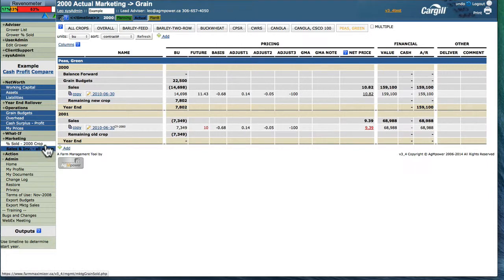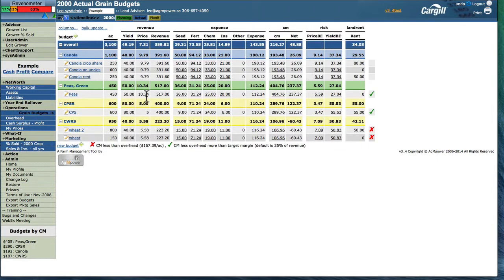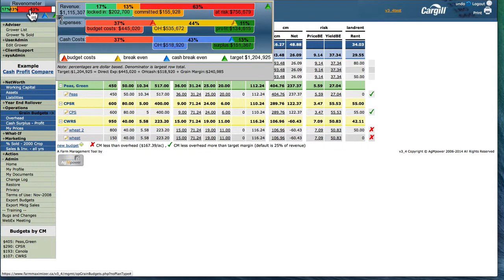This means regardless of when the 2000 crop was sold, it will be used to determine the average realized price or blended price of that crop, and will be reflected in the grain budgets and therefore in our revenuometer and profit for the year.